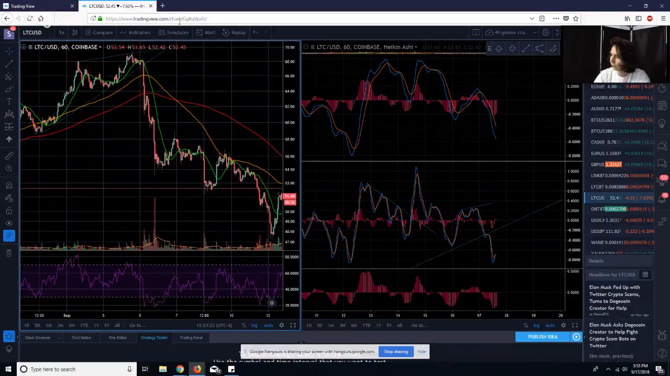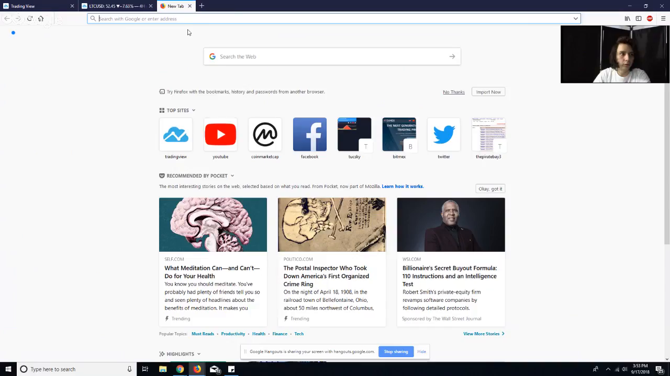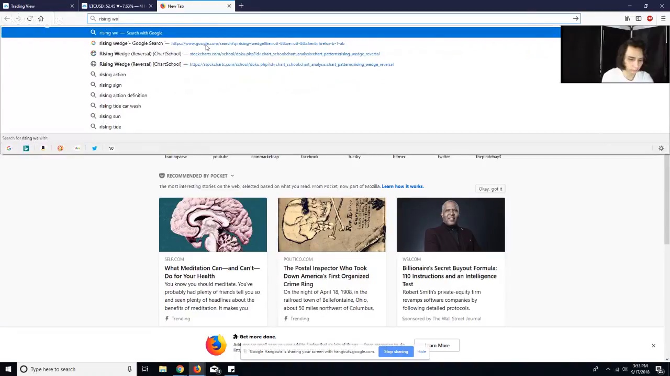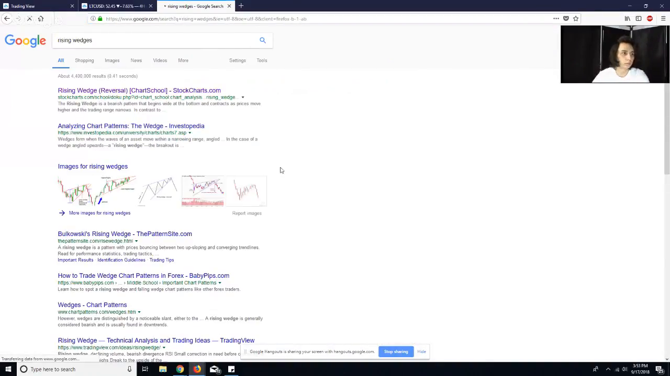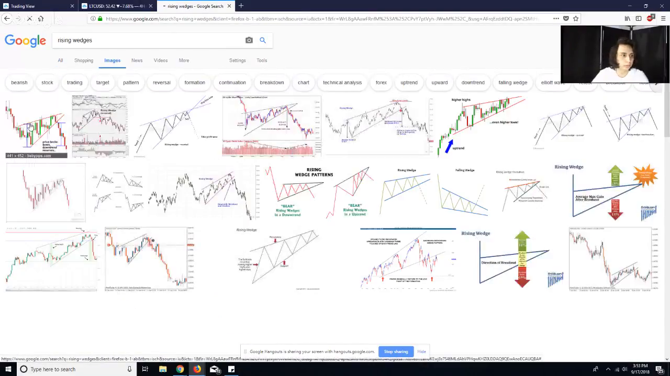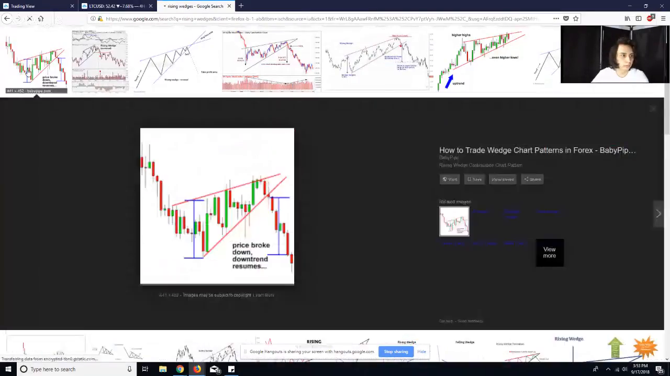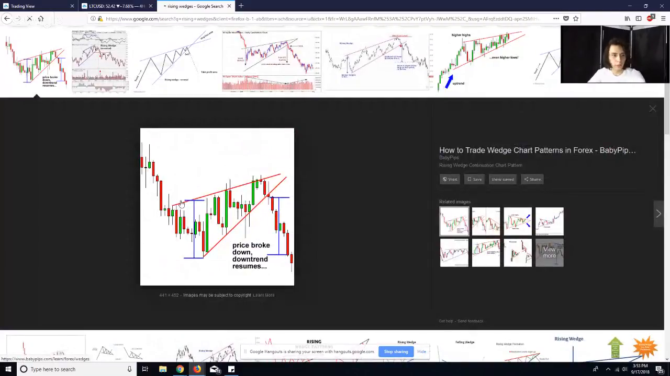Okay, I'm gonna go over it for you. So rising wedges are usually a bearish pattern. It's when you connect highs of an uptrend and then the lows of the uptrend, and it starts coiling in together until it gets to near the top, and then it just breaks down. This is what a rising wedge is.